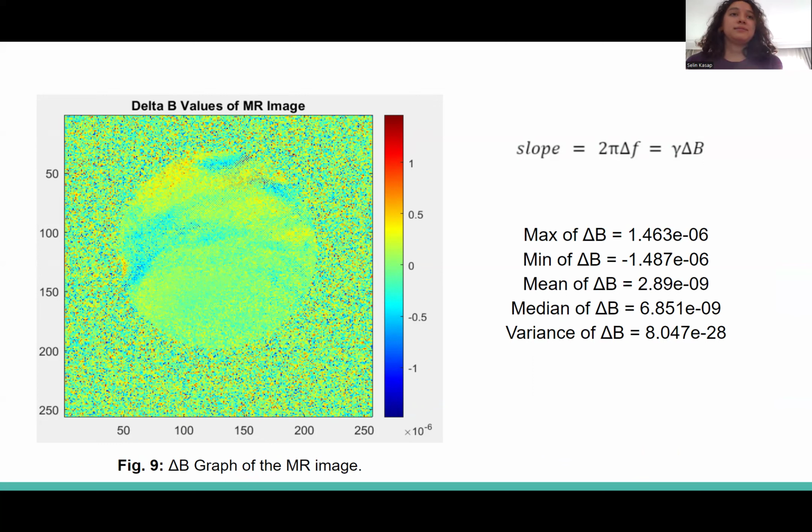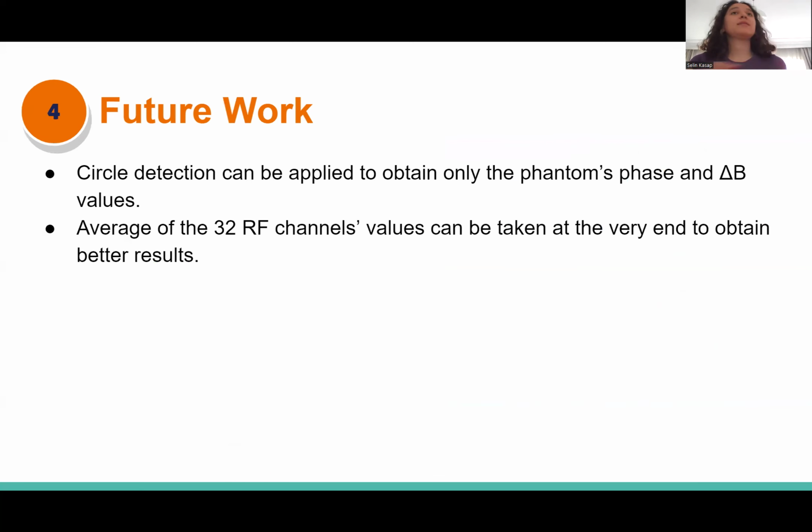From this plot and data, I found out that the maximum of delta B is 1.5 per million, and the minimum value is again minus 1.5 per million. I took the average of these data and found out delta B is equal to 3 per billion. And I also calculated the median and variance, as you can see here.